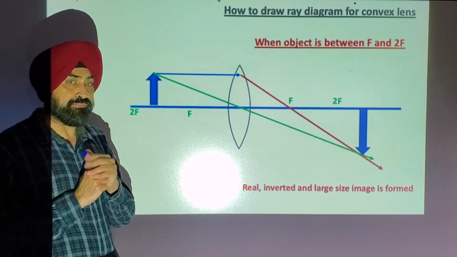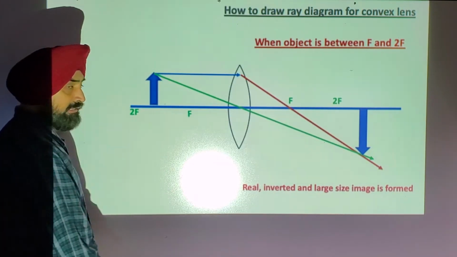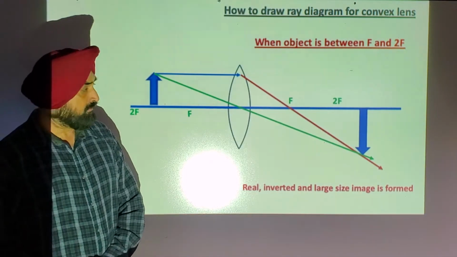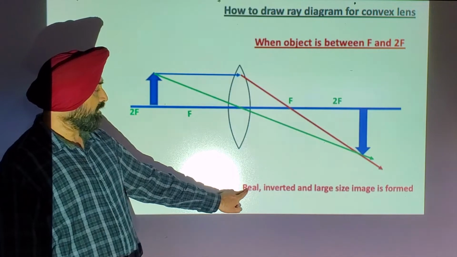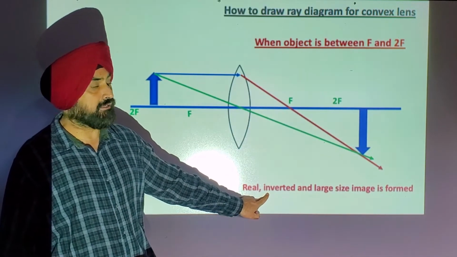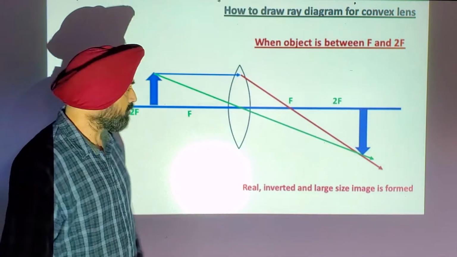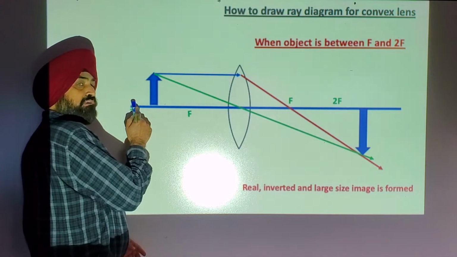A real image is upside down and on the other side of the lens. So the object is on this side, and the image is on the other side. So the nature of the image formed here is real, inverted, meaning upside down, and larger in size as compared to the object, when the object is placed between the focal point and twice the focal point.